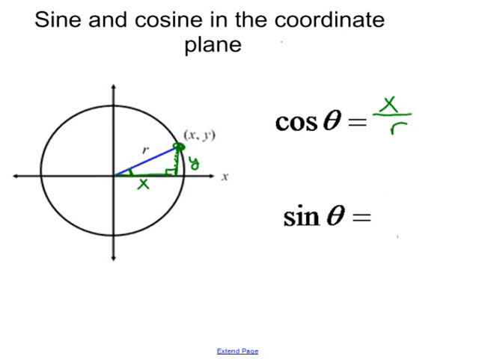Similarly, if you're looking to find sine theta, you take the opposite side from the angle, so you have y over your radius, or your hypotenuse, which is r. A lot of times you just have to remember that anytime we're talking about cosine, we want you to think x. Anytime we're talking about sine, we want you to think y.